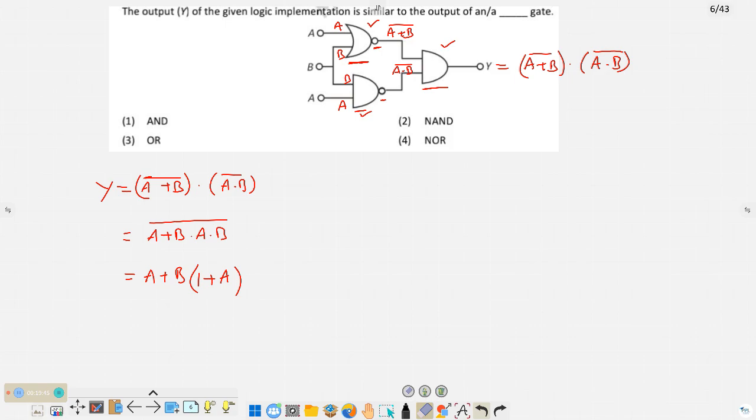If you observe this, 1 plus A anyway you are going to get 1, and there is a bar, so you have to take the whole bar also. So in this case, A plus B, 1 plus A is equal to 1, that is equal to A plus B whole bar. A plus B means OR gate, and OR gate bar means it is a NOR gate. So in the options, the fourth option is correct, that is related to the NOT gate.